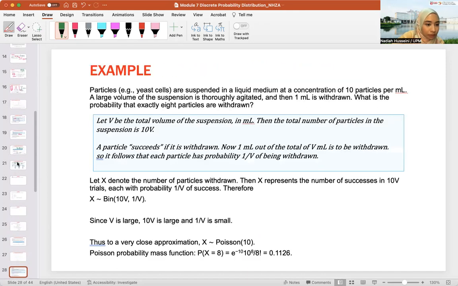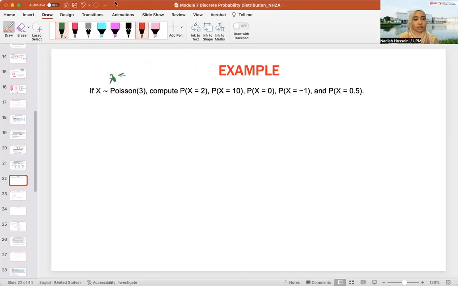Oh, okay, it's here. Okay, never mind. Okay, so lambda is equal to 3. Compute X equal to 2, X equal to 10, X equal to 0, X equal to -1, and X equal to 0.5. Which of these will give me an error?